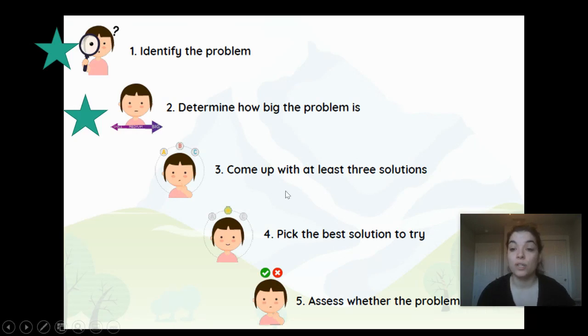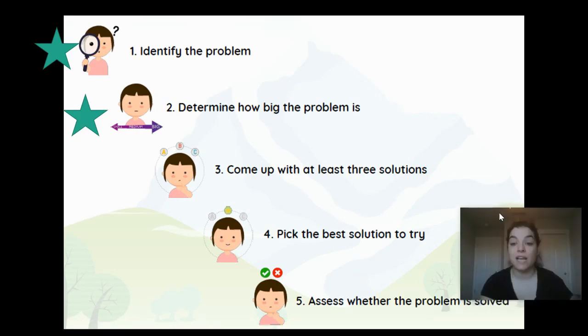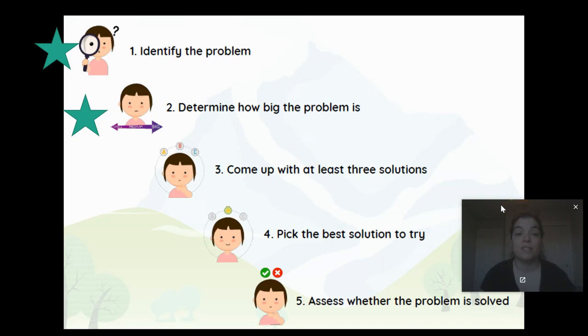All right, so earlier we said that there are 5 steps to solving a problem. Today, we talked about the first 2 steps. We identified the problem, and that meant to name it. Identify means to name. And we determined how big our problem is. We talked about the size. Is it a small problem, a medium-sized problem, or a big problem? That's all we're doing today. Next week, we'll talk about the other steps in order to solve a problem.